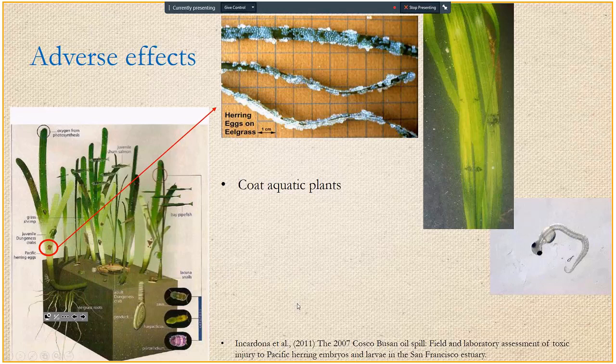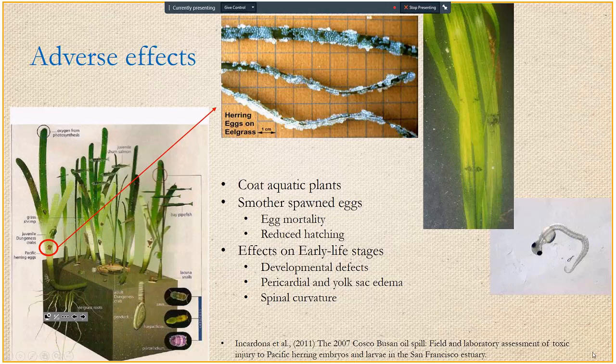So we saw aquatic plants being coated, and due to that, we then had this smothering effect on the spawn egg. That led to death, so basically a lot of those eggs did not survive, and those that did, they hatched very slowly, they had hatching problems, or basically they also just gave up.